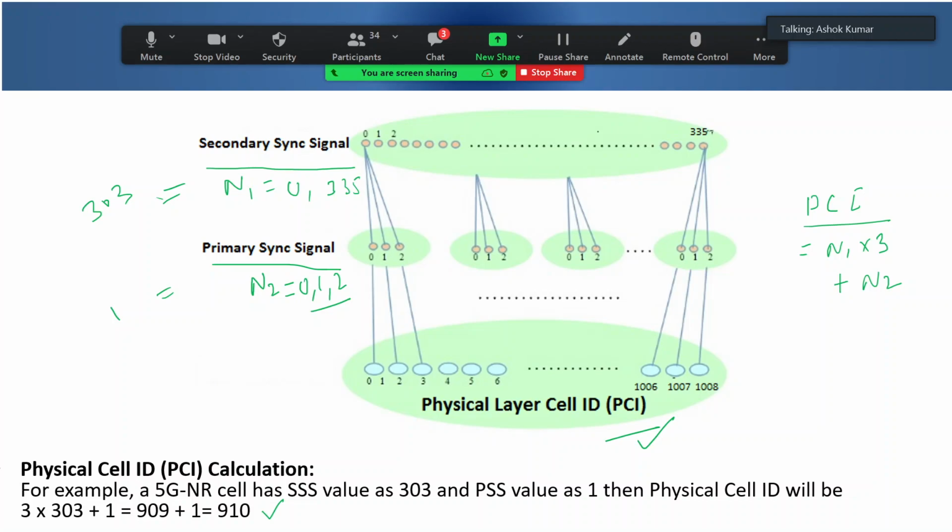Yeah, it's similar to LTE, right? And here the values are going up to 1008. So the total number of PCI possible would be 1008, from 0 to 1008, that means 1009 values are there.